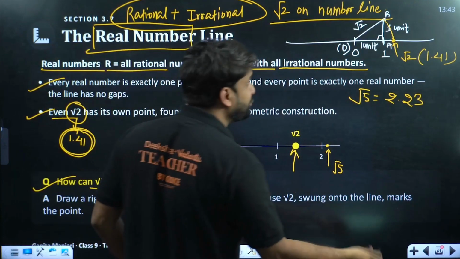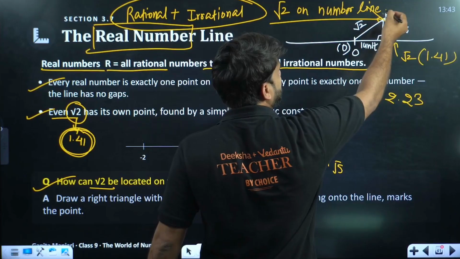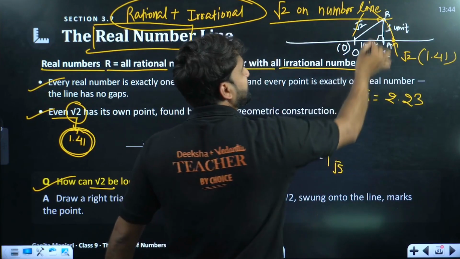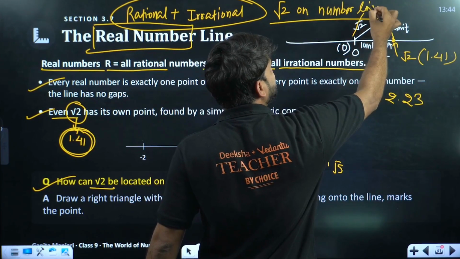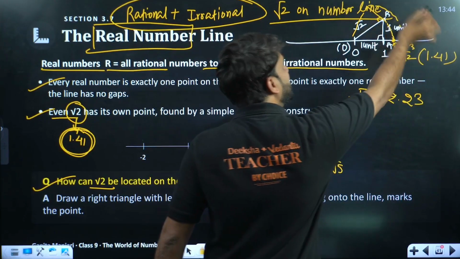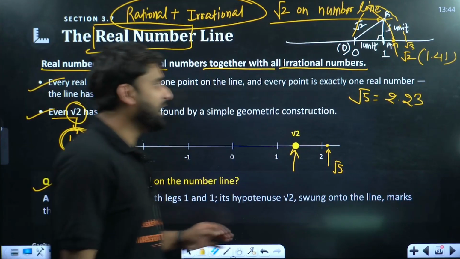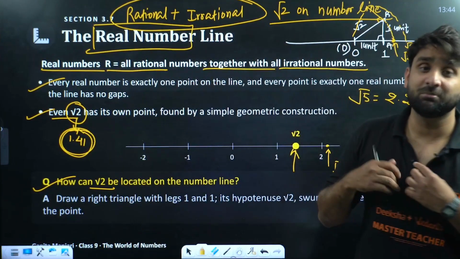Similarly, if you want root 3, now draw one more base, or you can say perpendicular, of 1 unit. Now this will be the hypotenuse. Now taking this as the radius, draw an arc. So this will come here, and this will become root 3. And similarly, it goes on. I hope this is clear to you all. So this is the way we can represent an irrational number on the number line.